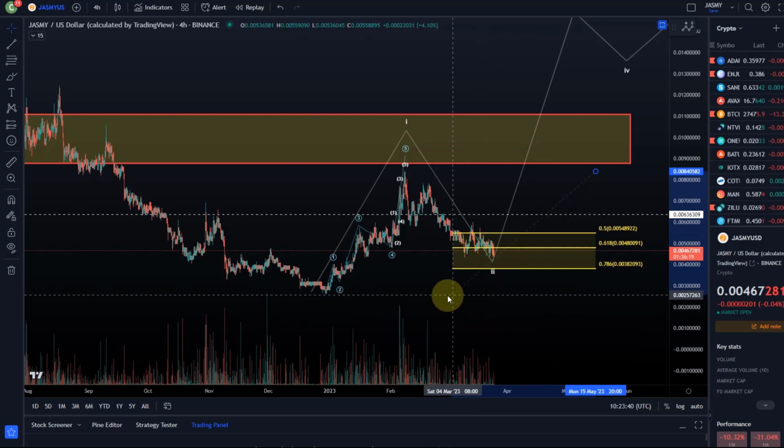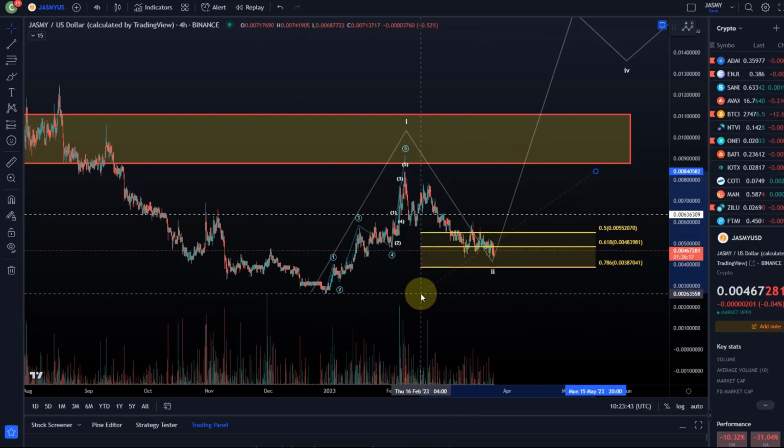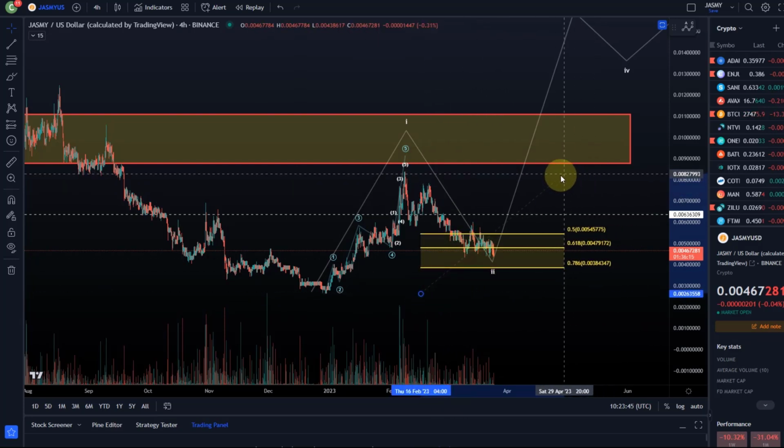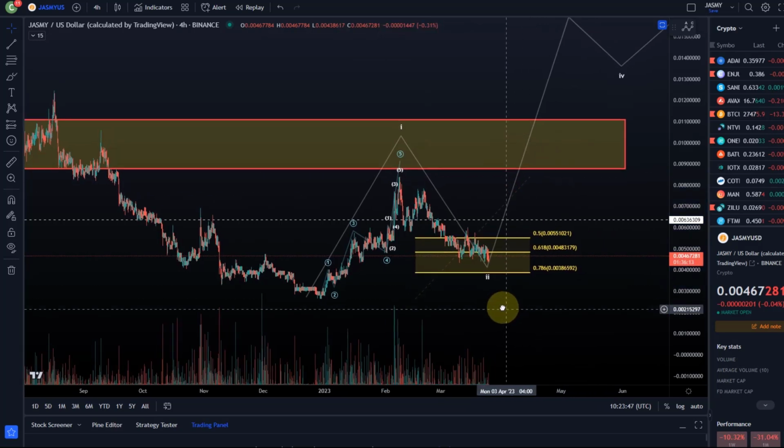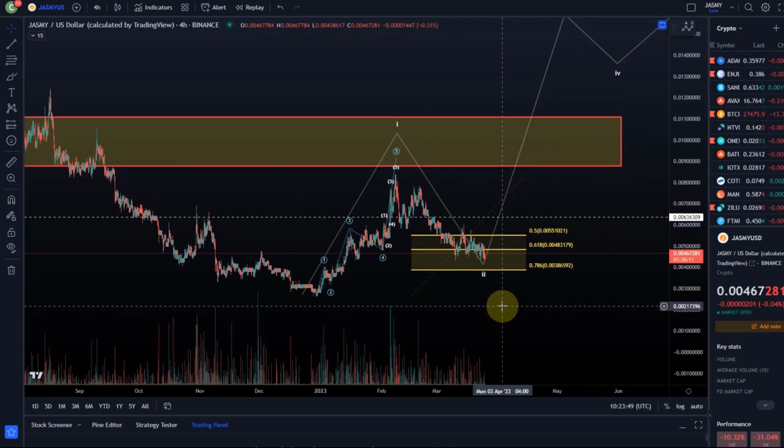next possible targets and the key invalidation point, right? Because invalidation points are really what is the goal of Elliott wave. You need to understand this analysis in order to be able to trade it. That's why I always bring a bit of education in.